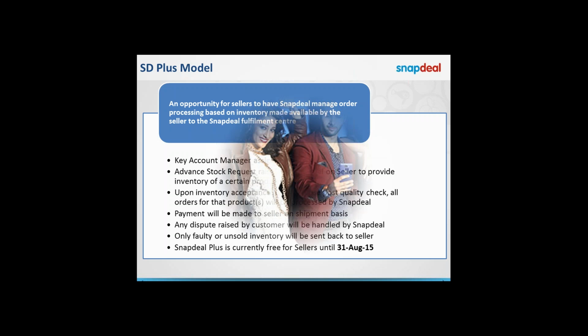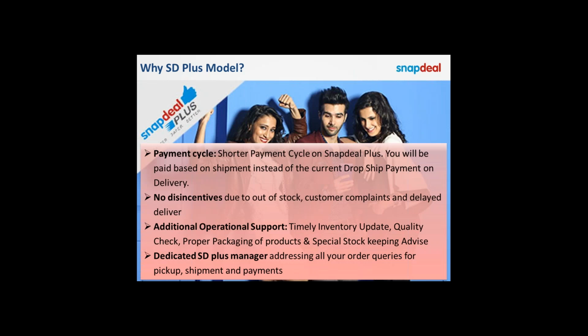The payment cycle for SD Plus is reduced, so the seller would get the money sooner than what they get in the standard mode of order fulfillment. There are no disincentives of out of stock, because we keep track of the inventory and we make sure we have it at all times. And in case we perceive that we might need more, we would send a notice to the sellers to hand over more inventory to us. There's additional operational support which is extended, and we've got a dedicated accounts manager for all sellers on SD Plus.